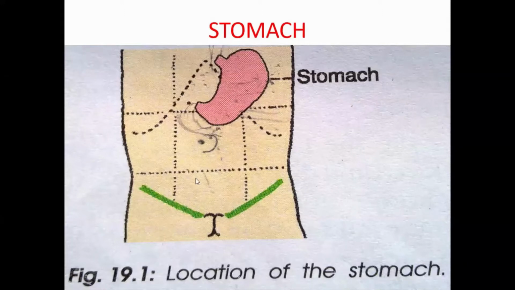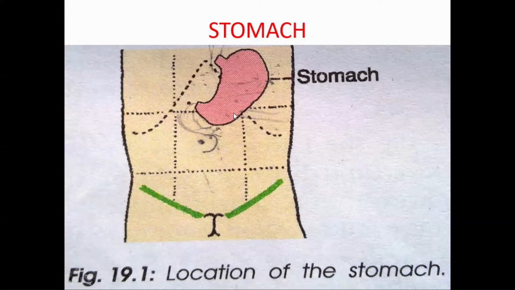In the center, from above downwards, the regions are named epigastrium, umbilical region, and hypogastrium. On either side of the epigastrium are the left and right hypochondriac regions. On either side of the umbilical region are the left and right lumbar regions. And on either side of the hypogastrium are the right and left iliac fossae.